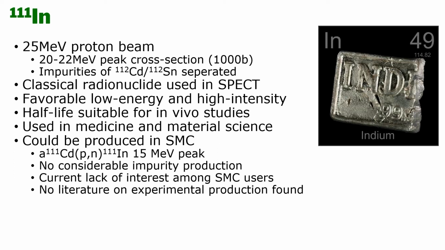Indium-111 is another intermediate cyclotron-produced isotope. Production is easy with its 1000 barn cross-section, but leads to impurities of cadmium and tin, which, thankfully, are separable. Commonly it is used in SPECT imaging due to its low energy and high intensity. Having a 2.8-day half-life, it is useful for study of organs and internal medicines in an in vivo study.